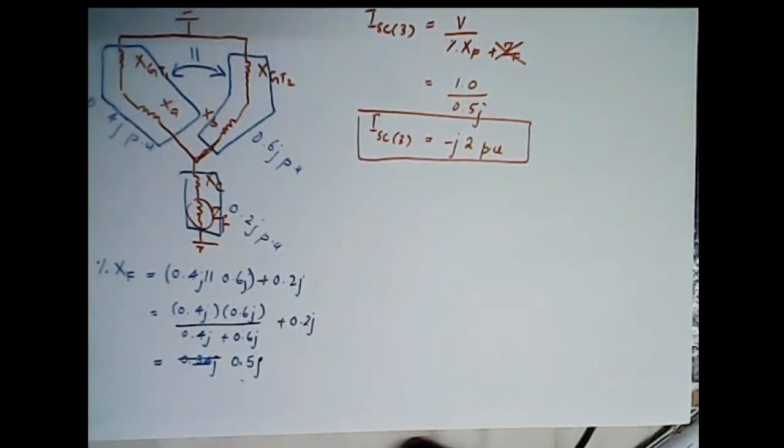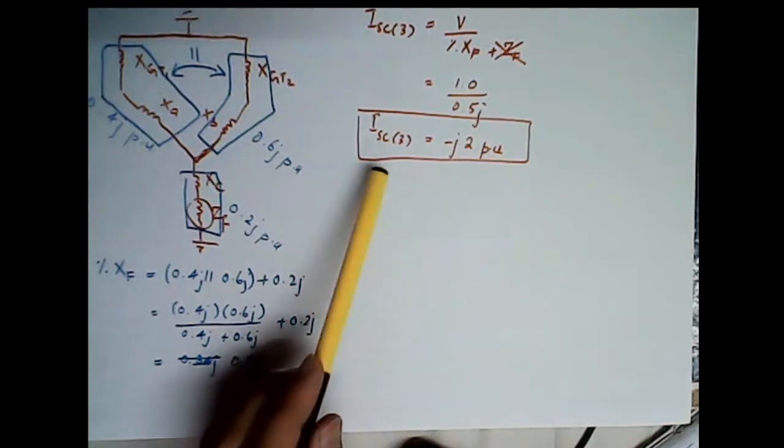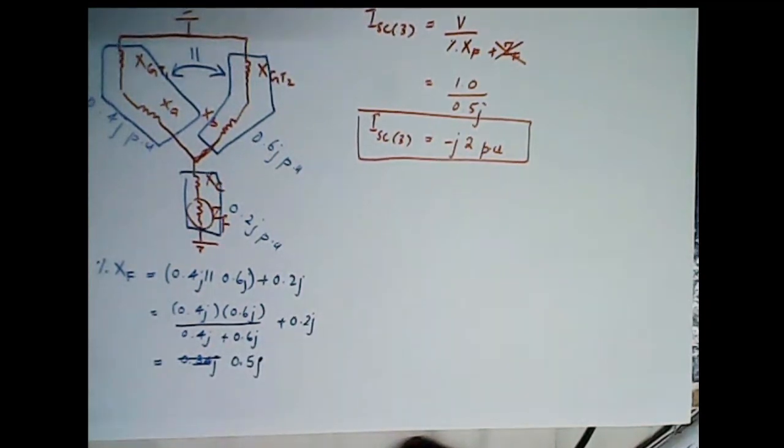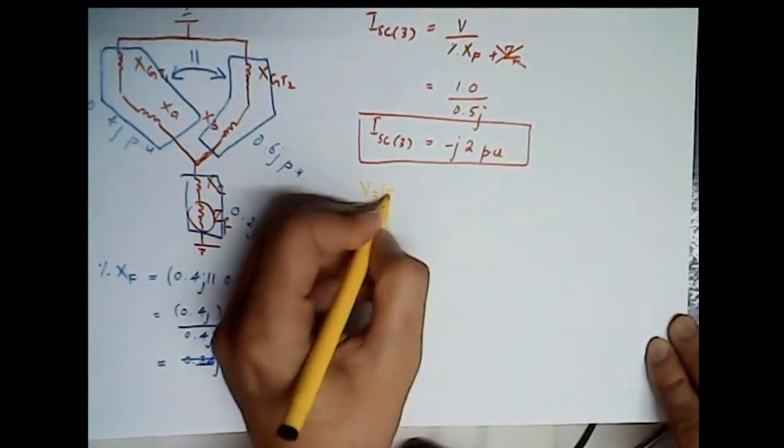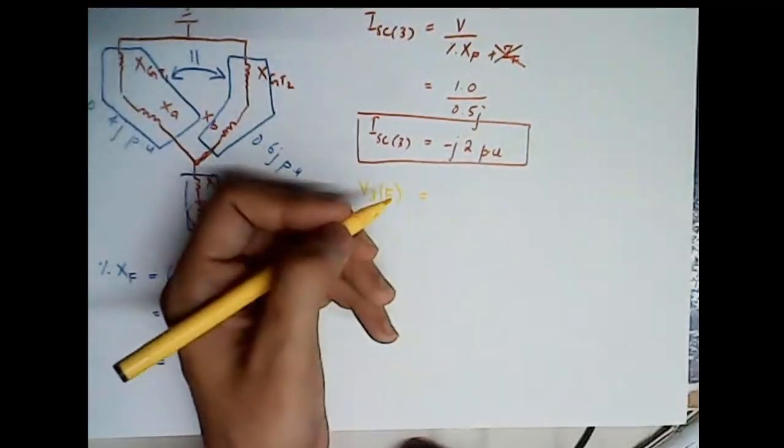If we are given the base, we are already given the base power. If we are also given the value of base voltage, then we can find out the base current, and we can find out this value in kiloamperes, right? So now the next thing we need to find is the voltages. So how can we find the voltages? The V3, V2 and V1. So the first voltage is V3 of F, that is V3 in case of fault, right?